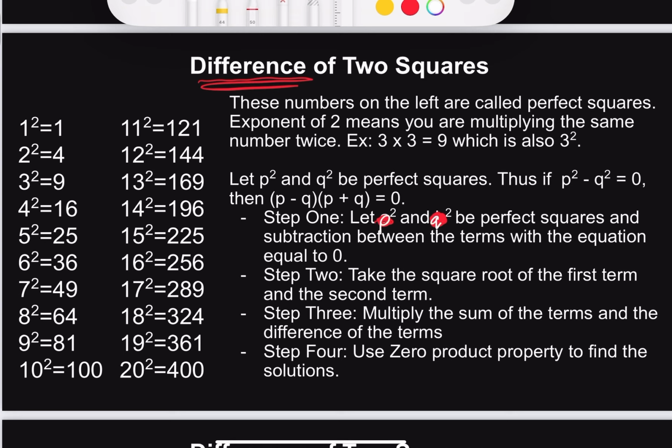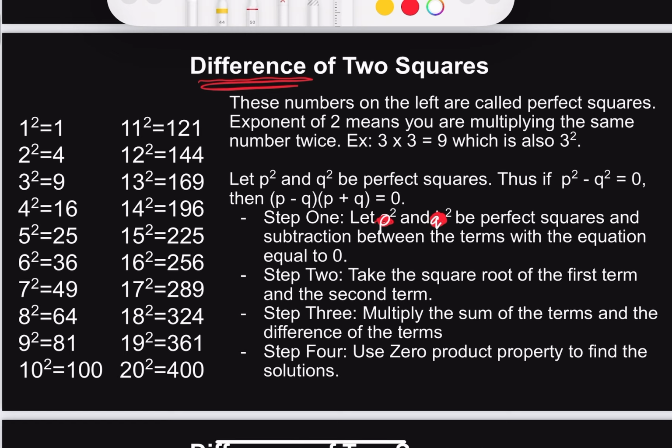Step 1, let p and q be perfect squares and subtraction between the terms with the equation equal to 0. Step 2, take the square root of the first term and the second term. Step 3, multiply the sum of the terms and the difference of the terms. Step 4, use the zero product property to find the solutions.